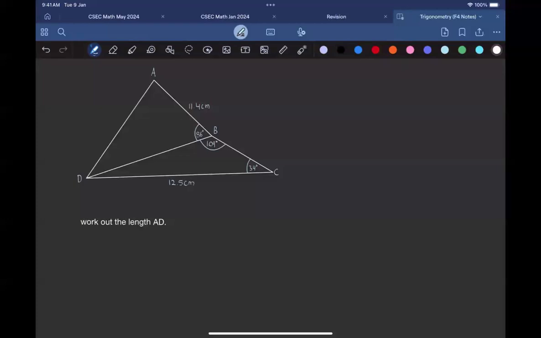What angle? Bigger than this one. Put this angle bigger than this one.